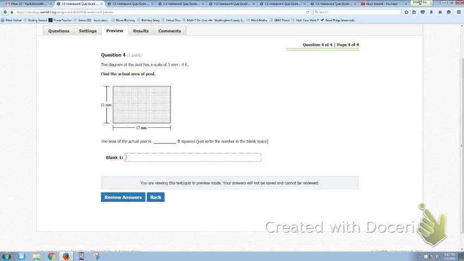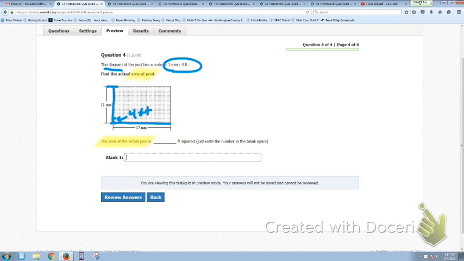So you have a diagram or a model of a swimming pool here. And the scale factor is 1 millimeter to 4 feet. So for every 1 millimeter, that's actually going to equal 4 feet in the real world. So, I've got 11 millimeters here and 17 millimeters here, and that's going to be helpful to understand. And the question reads, the area of the actual swimming pool is blank.